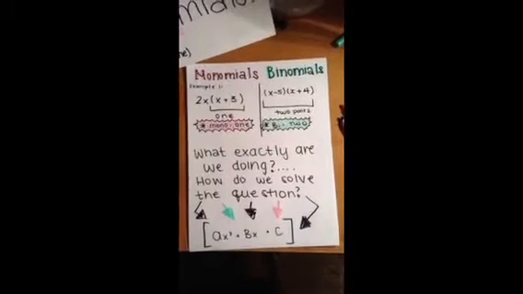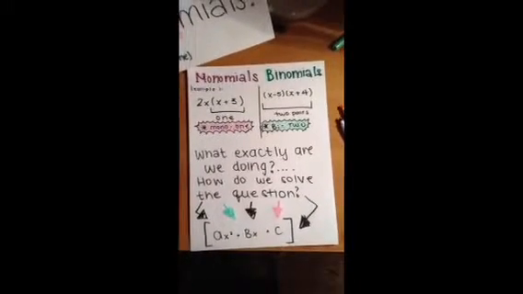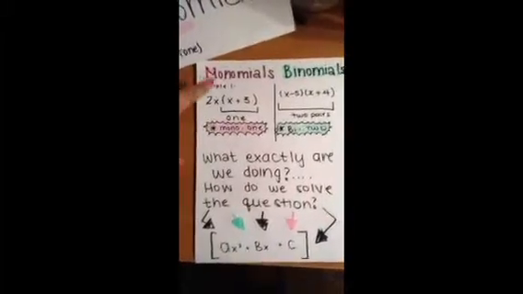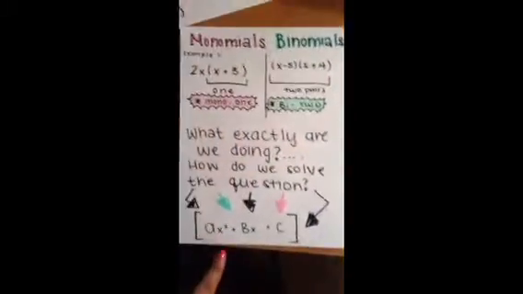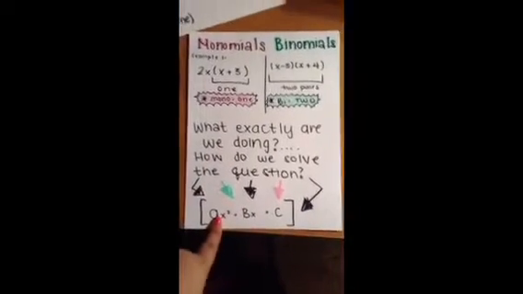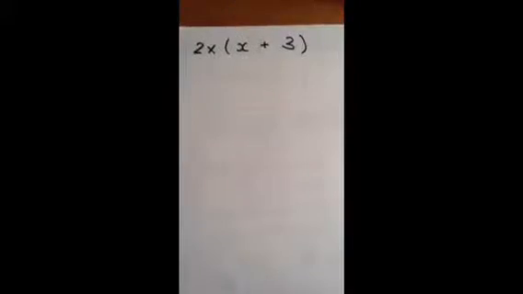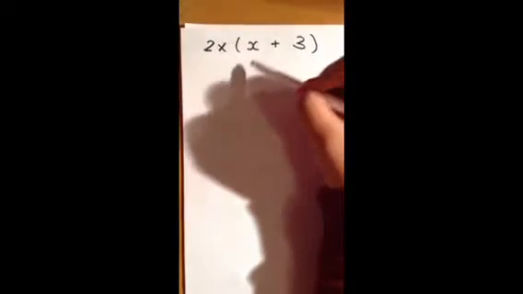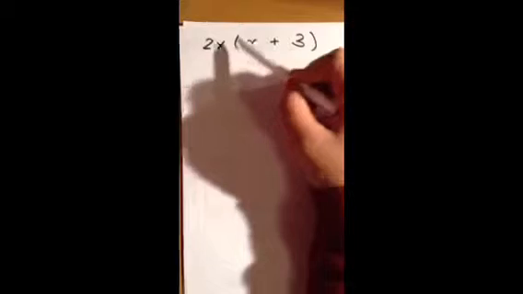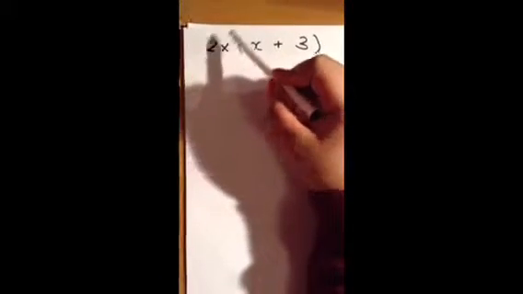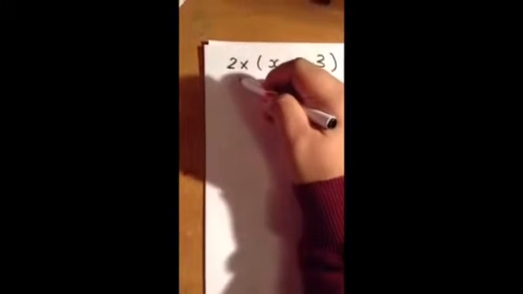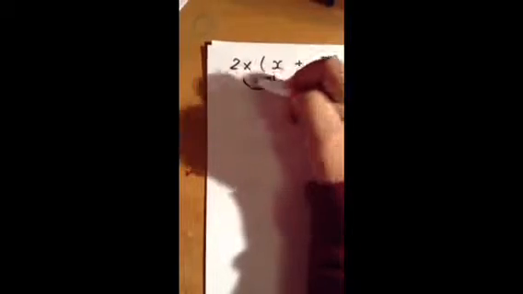So what exactly are we trying to do? How do we solve the question? Well, basically we're trying to get these equations to end up looking like this. So let's get started. We're going to first start with the monomial question. Monomials are really easy to handle. First, all we're going to do is multiply this number and variable out here to the things that are inside the bracket. Just to show you, we're multiplying this as well as that.